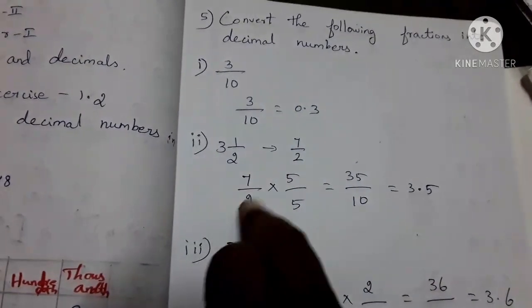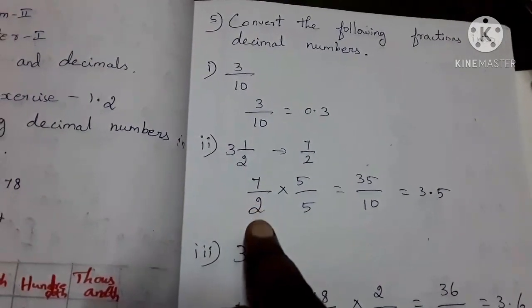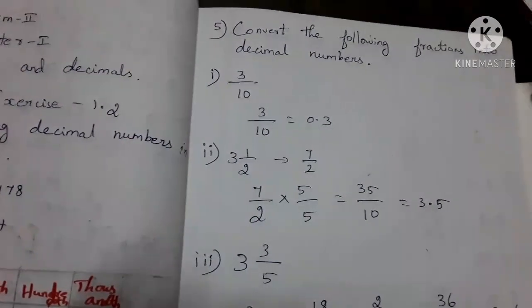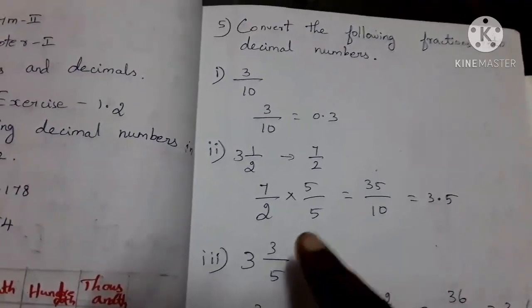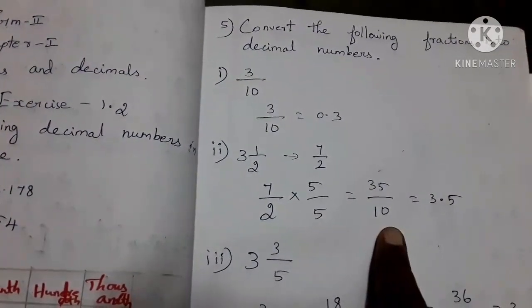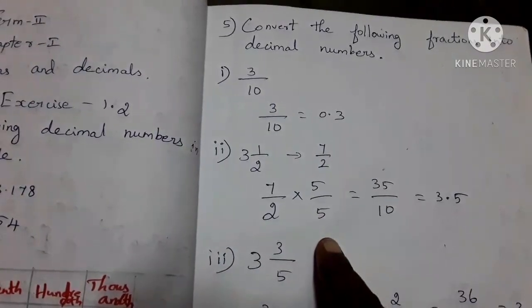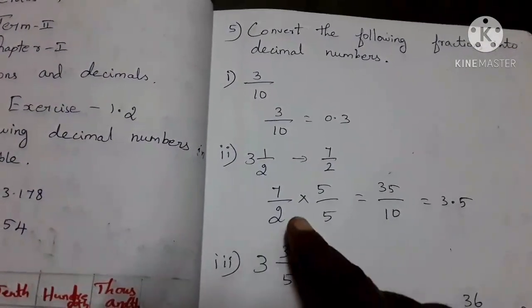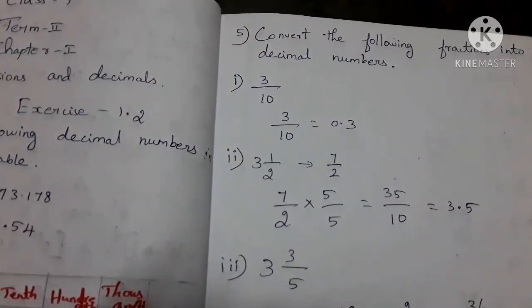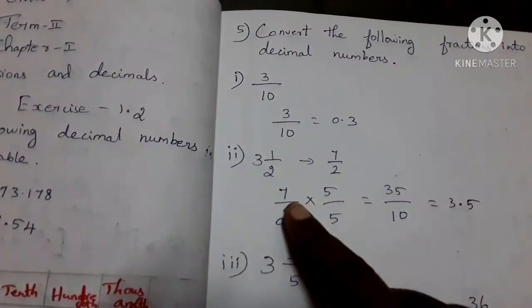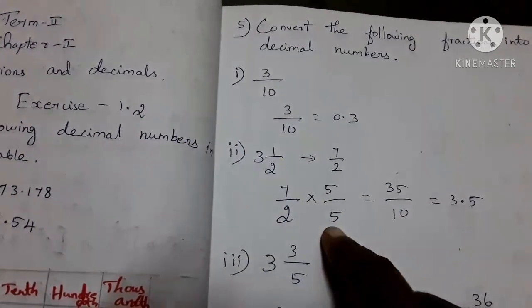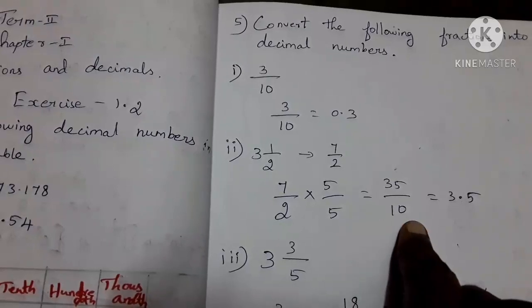So for 7 by 2, as I told, the denominator should be 10, 100, 1000 only, then we can write the decimal easily. So the denominator 2 we have to change into 10, because the nearest such number is 10. If it is more than 10, we have to change into 100. Here it's 2, so we have to multiply by 5 because 2 5s are 10.